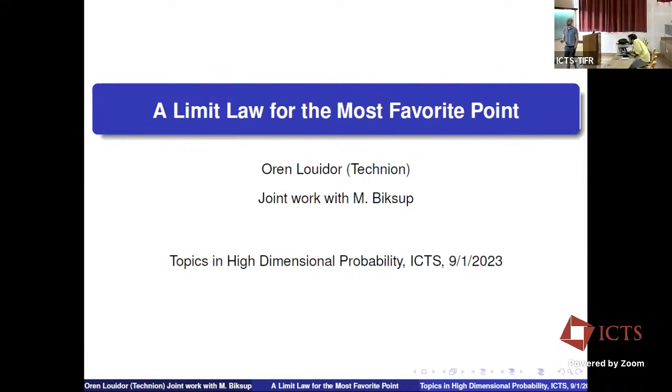Okay, so thank you very much for the invitation. It's a pleasure to be in India and at this conference in particular. I'm going to talk about joint work with Marek Piskov, who's been my co-author for many years now. And I apologize, I know there's at least one person in this room who has seen this talk already.